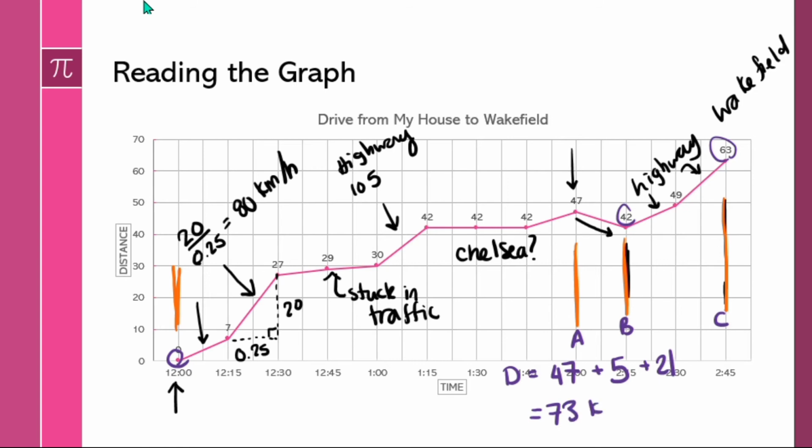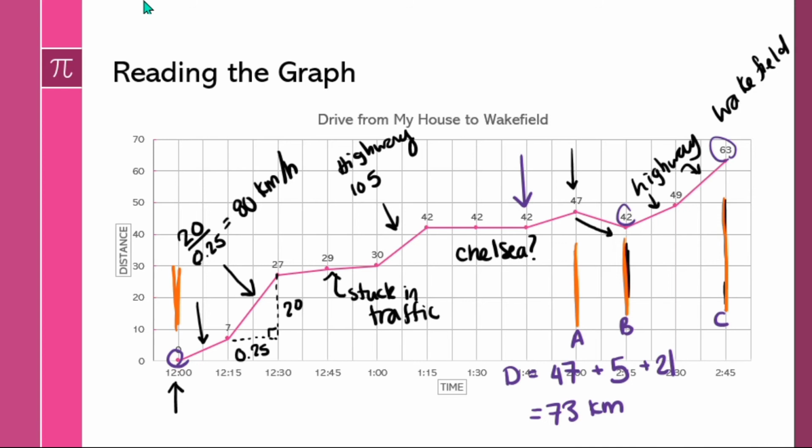So even though it's a 63 kilometer trip, the distance I traveled is 73 kilometers because I went somewhere here. I went an additional 5 kilometers, realized that I forgot something, had to double back. So there and back, adding that 10 in. So be aware of that.